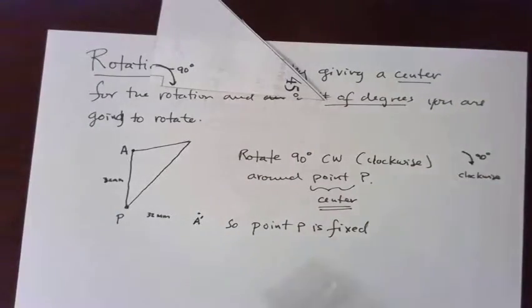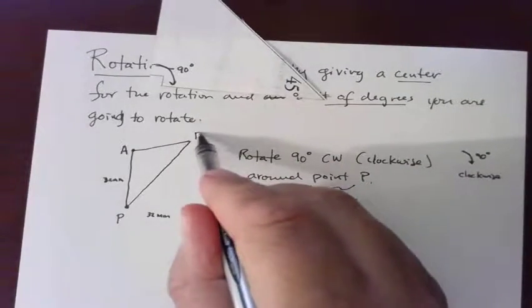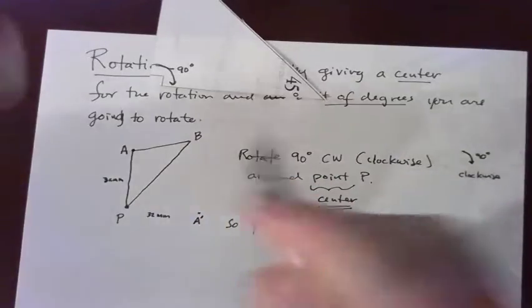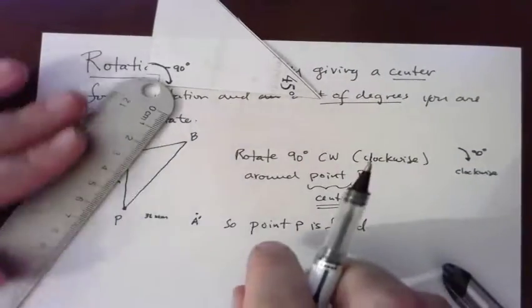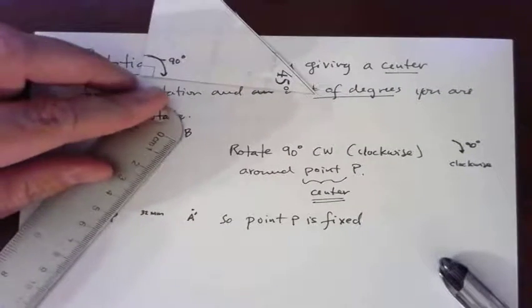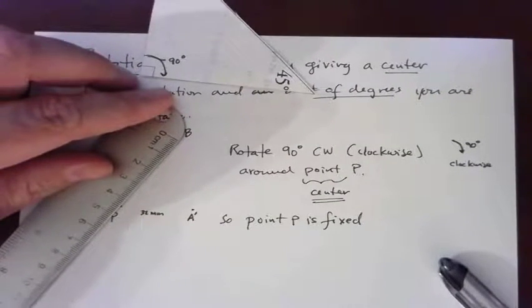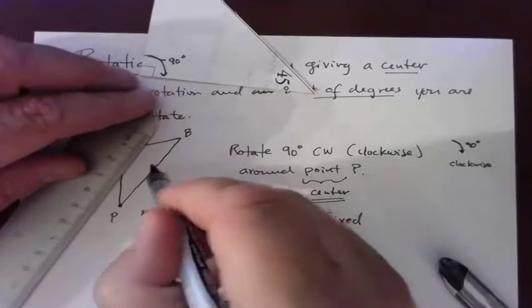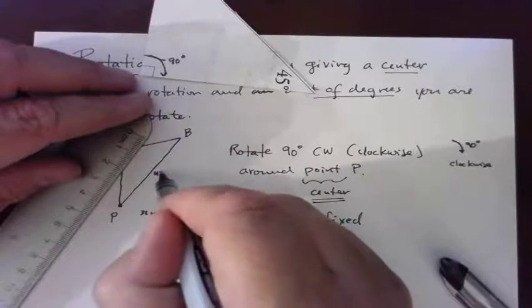Now I have to do B over here, because I have to turn the 3 points. Remember that point P doesn't go anywhere. Point P stays right where it is because that's the center. So again, I'll measure P to B because I need that distance. So that looks like, what is it, 45 millimeters?